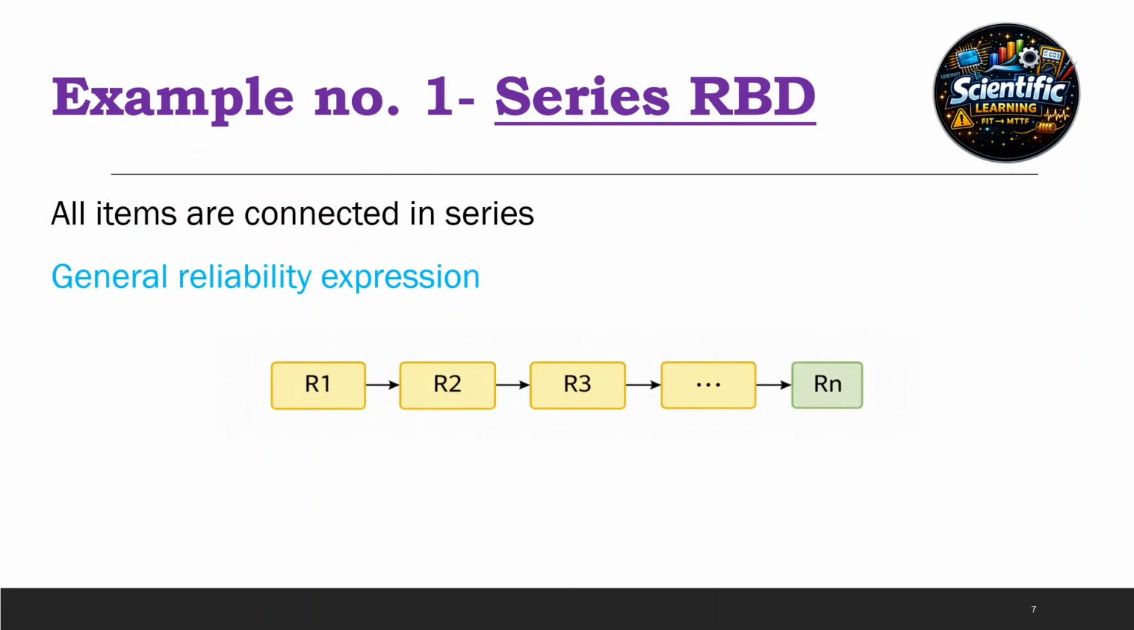So for series RBD, in which all items are connected in series, the general reliability expression is shown here, which is nothing but a multiplication of all the component reliabilities present in that system. Now for this series estimation, the system reliability is always lesser than the minimum of any component reliability which is present in the system.